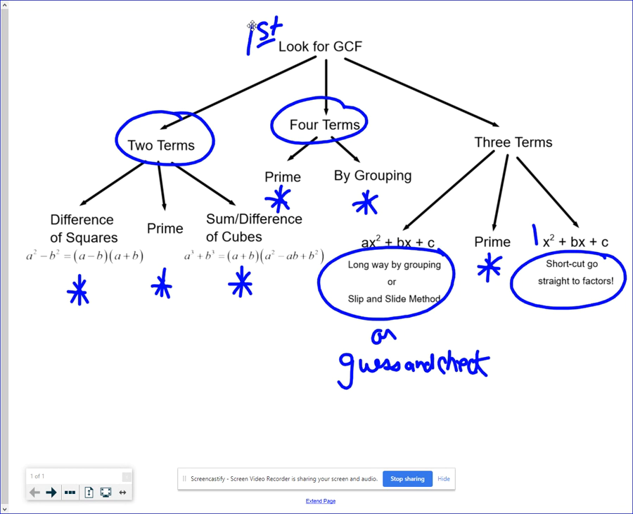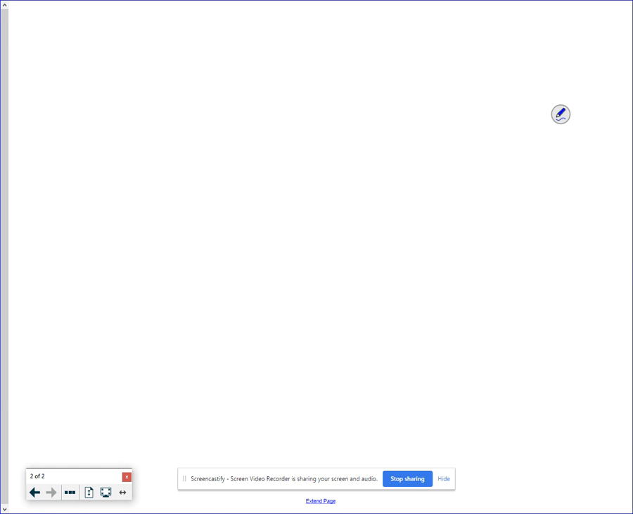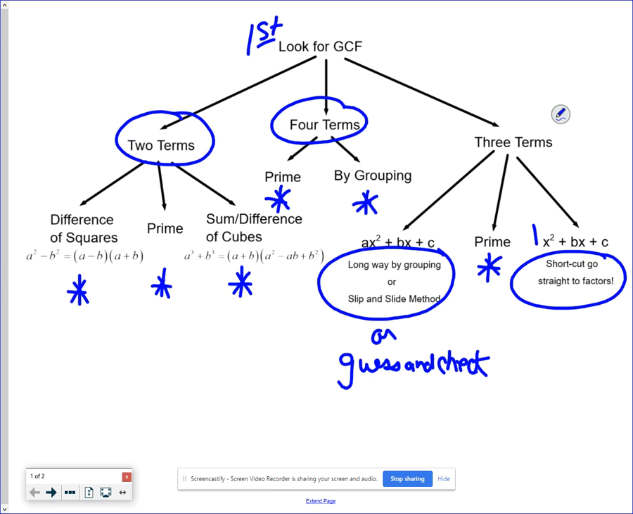All right, so let's look at some examples now. So I'm going to give you an expression, and I'm going to ask you to factor it. So here's our first example here. Let's do this one. 5n squared minus 20. Well, if we go back to the flow chart, the first thing we should look for is a GCF.